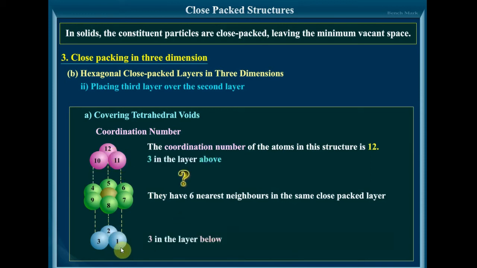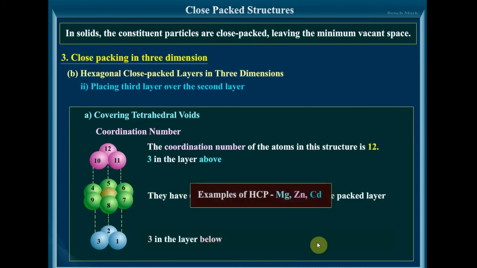They have 6 nearest neighbors in the same close packed layer, 3 in the layer above, as I had mentioned earlier, 3 in the layer below, and 6 in that layer. The examples of HCP are magnesium, zinc, cadmium.